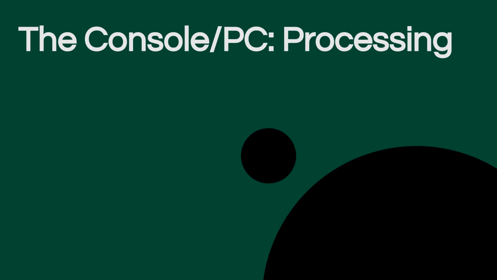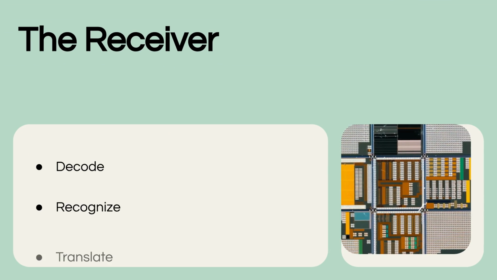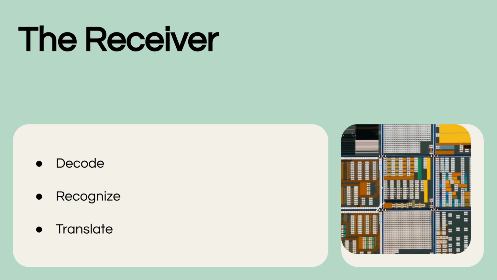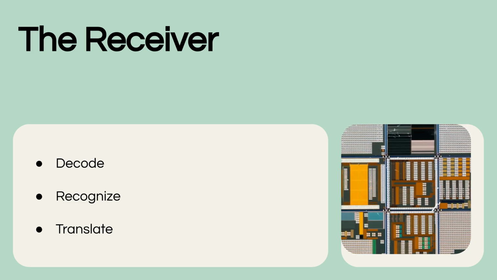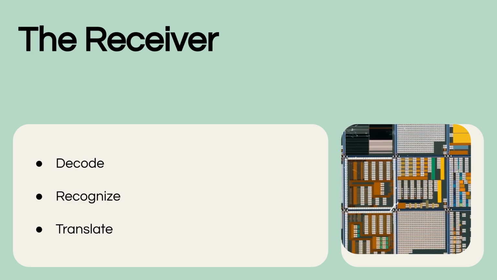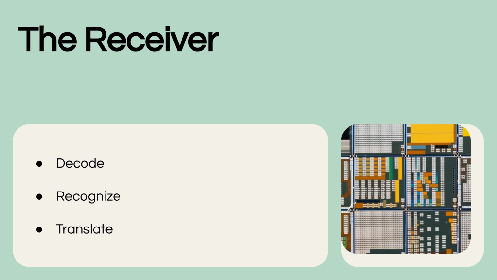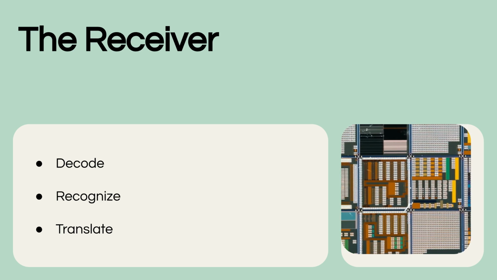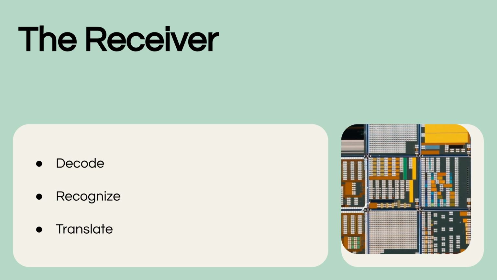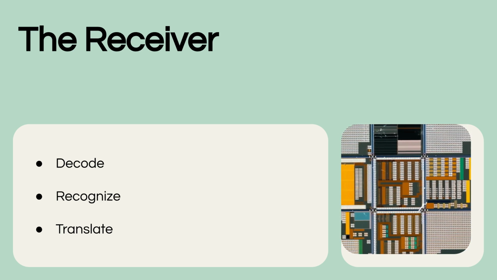Once the signals reach your console or PC, the real magic of processing begins. This is where your commands are understood and prepared for action. The console or PC has a dedicated receiver, often a chip, that interprets these incoming signals from the controller. It decodes the digital information, recognizing which button was pressed or how far the joystick was tilted, and then translates it into actionable data for the system.